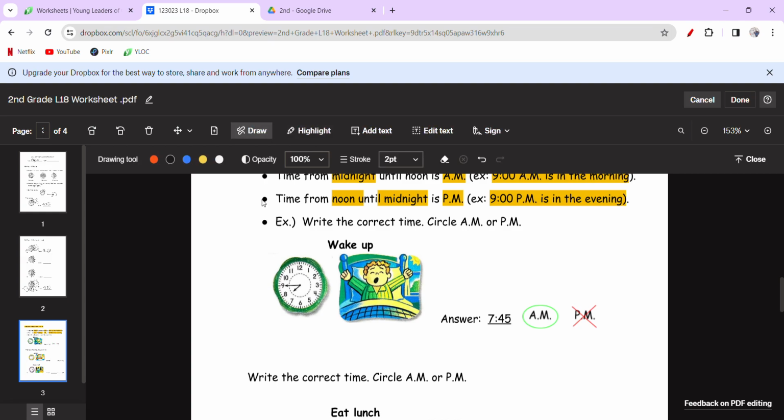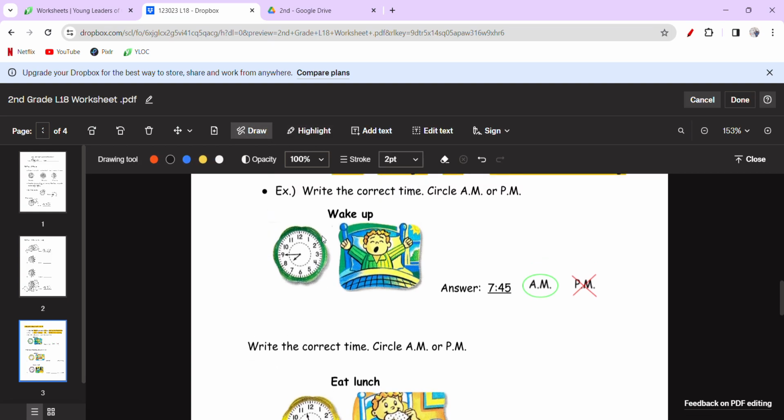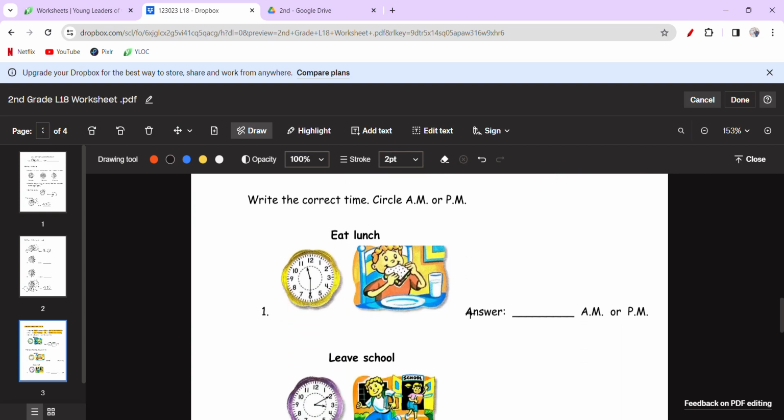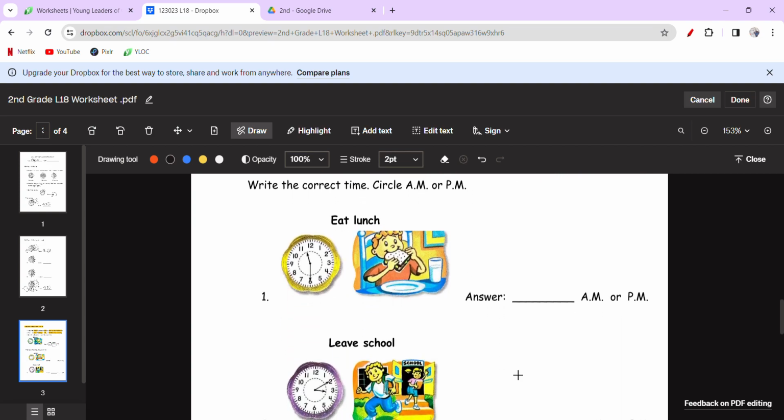Depends. So, example, write the correct time. Circle AM or PM. You wake up. This is around 7:45. Answer 7:45. And if you wake up and the sun is going up, it would be AM, right? So just like that, we are going to circle.